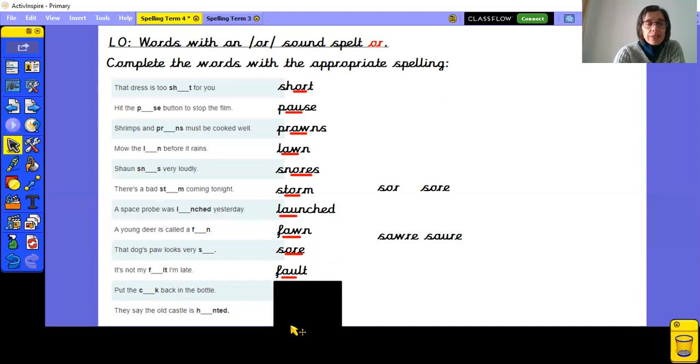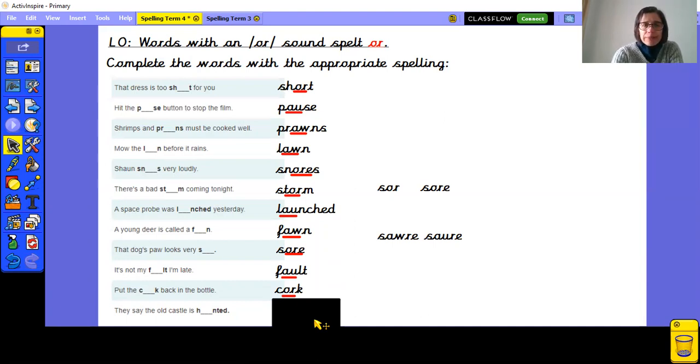Okay, 2 more. Put the cork back in the bottle. However, I find this sentence very weird. Why would you put the cork in the bottle? But never mind. Let's look at the word cork. So cork is C-O-R-K.